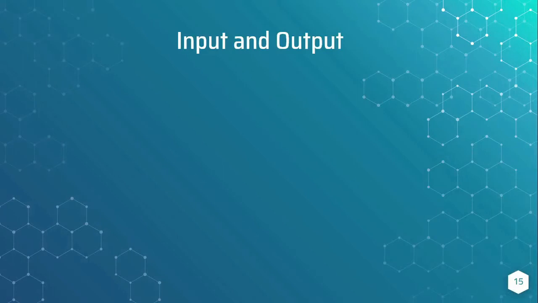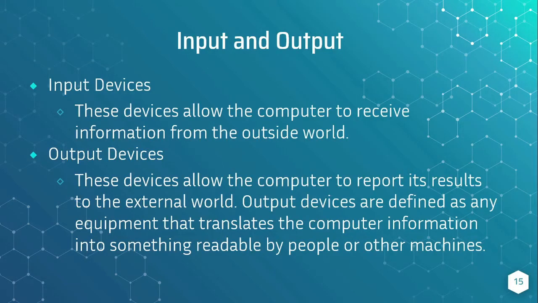Input and output. We have input devices. These devices allow the computer to receive information from the outside world. Output devices. These devices allow the computer to report its results to the external world. Output devices are defined as any equipment that translates the computer information into something readable by people or other machines.